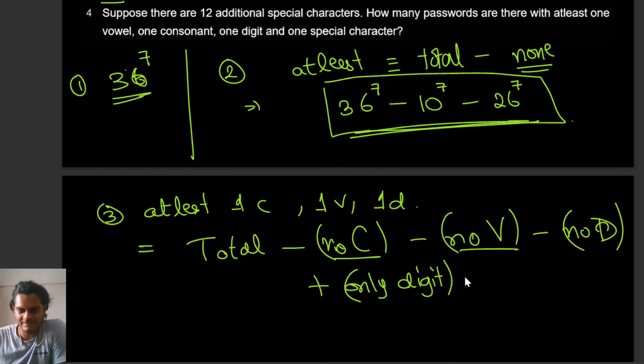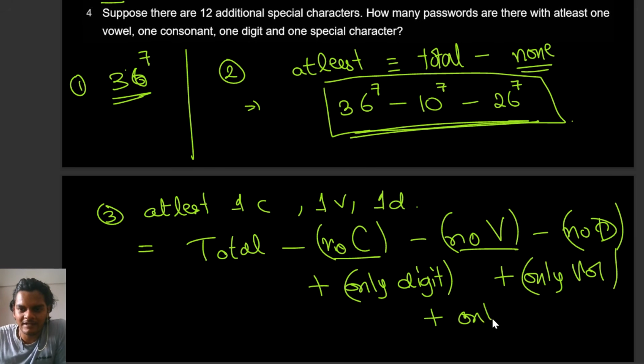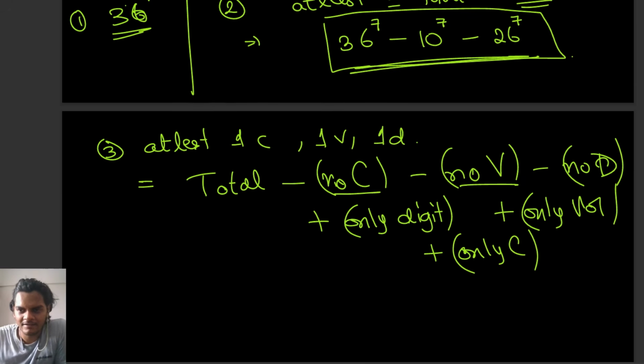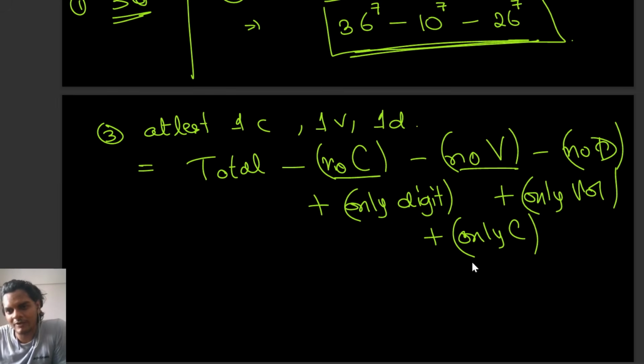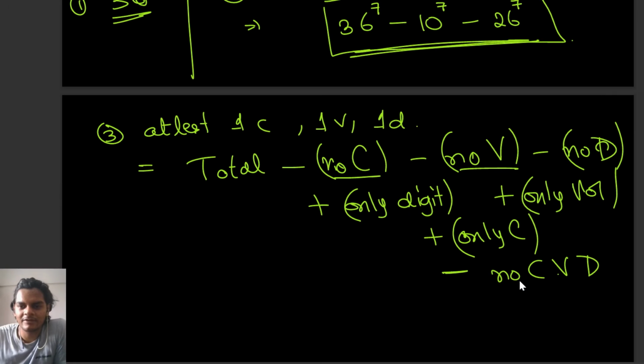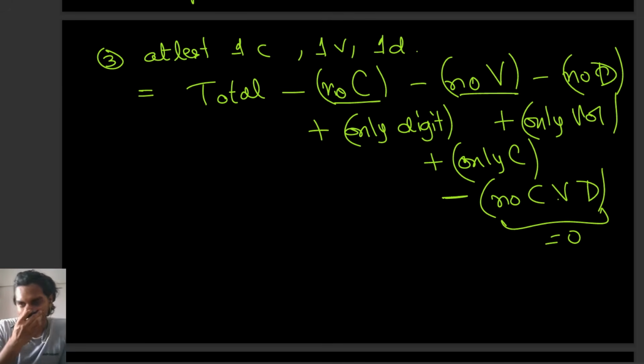I have to add once. And here I have to add only vowels once. And I have to add only consonants once, right? And overall, again, I have to subtract something, and that would be no consonants, vowels, or digits, none, which is basically zero. So this does not hold that much value, right?